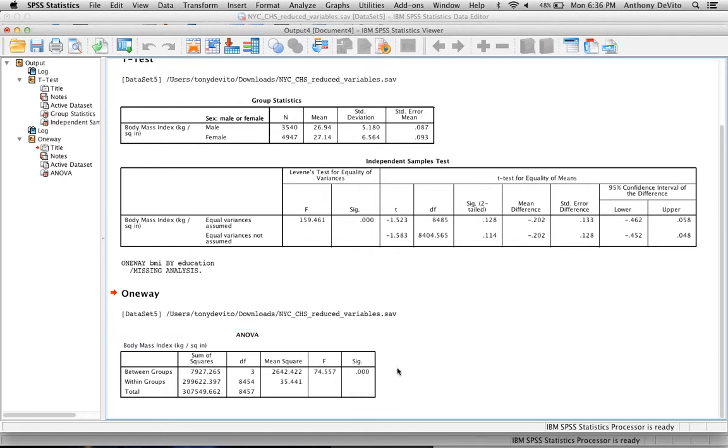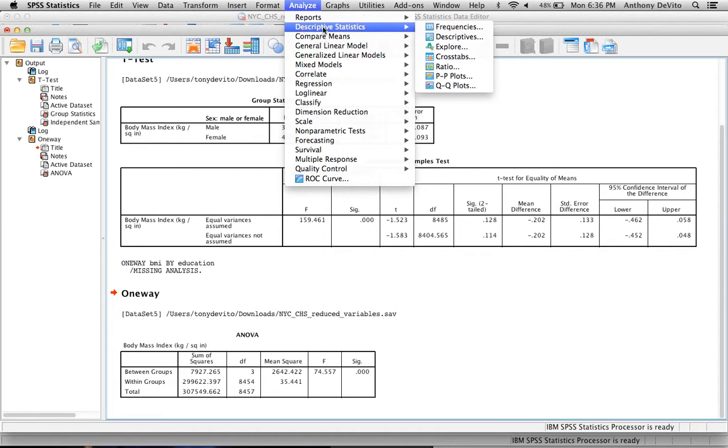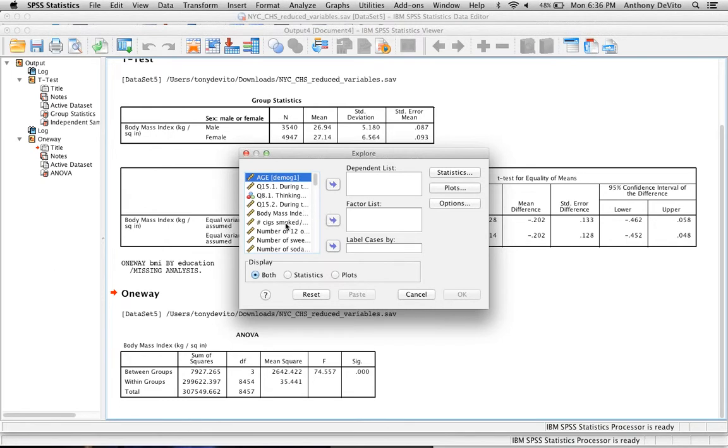It tells me I can reject my null hypothesis and say there is an association between educational level and BMI. Okay? And in fact, if I use descriptive statistics, remember we're talking about descriptive statistics, I'm going to go down to explore, and I'm going to say, okay, tell me BMI, tell me what my average body mass index is for each of my factors in my factor list, which was educational level. Let's see what that is.